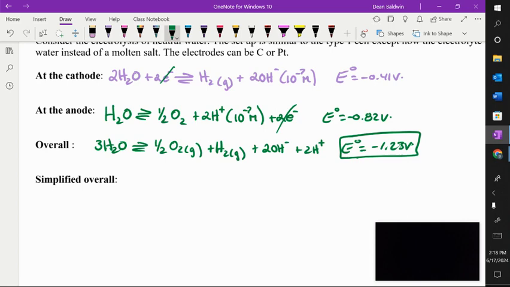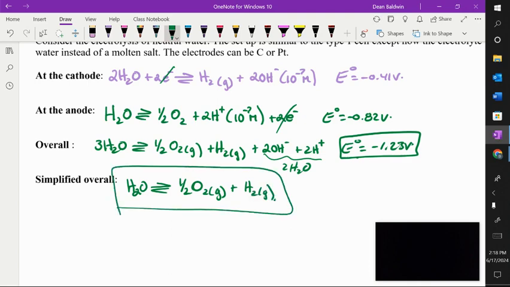So if you simplify this, 2OH minus and 2H plus, that forms what? Two waters, which will cancel two of the waters over here. So the simplified reaction will be one water molecule, so you can reduce water to oxygen gas and hydrogen gas.